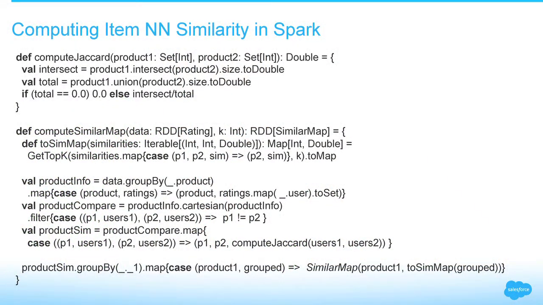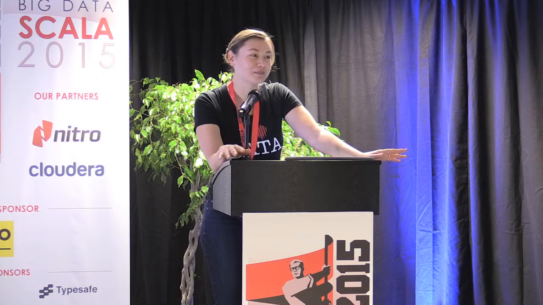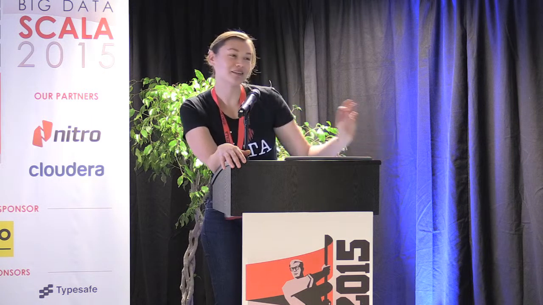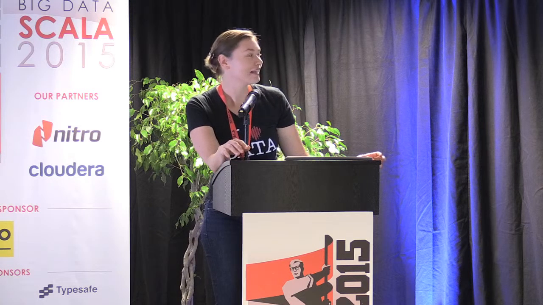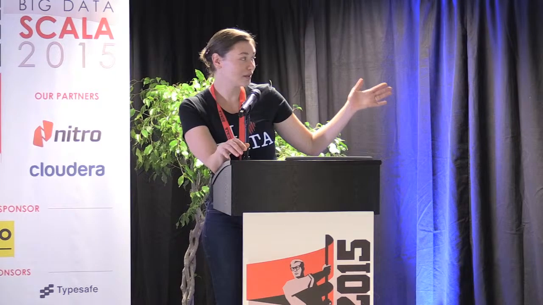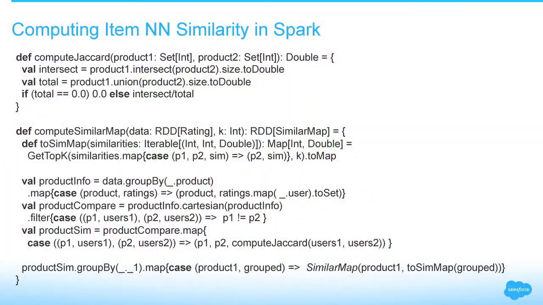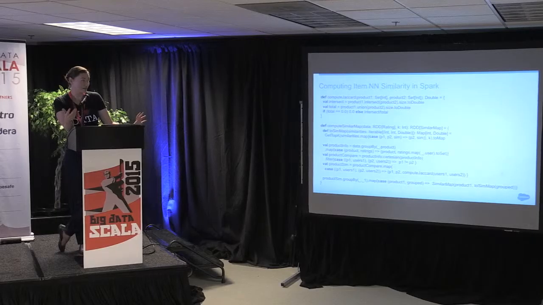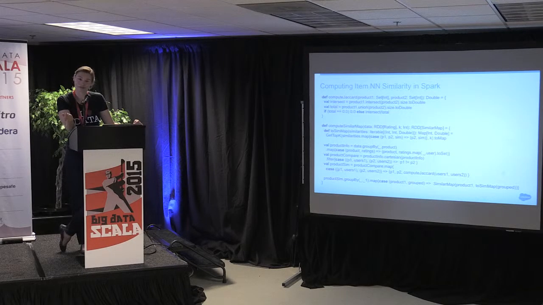I am going to show you a little bit of Scala code now. Item-based nearest neighbors is not implemented in Spark, but it's a really simple algorithm to compute. I have two slides, they don't have that much code, and I'm just going to walk through it quickly. This is computing the Jaccard on the top, and you're passing in the sets of users who purchased product 1 and product 2. You take the intersection and the union of those sets, and then divide them. That's all very nice and simple.